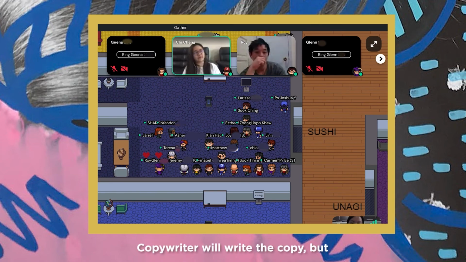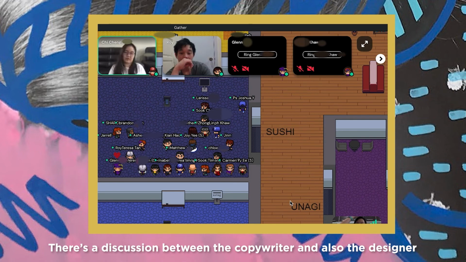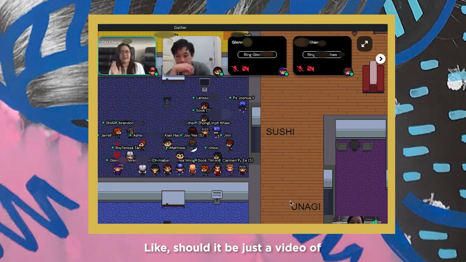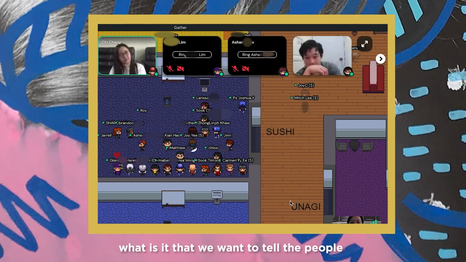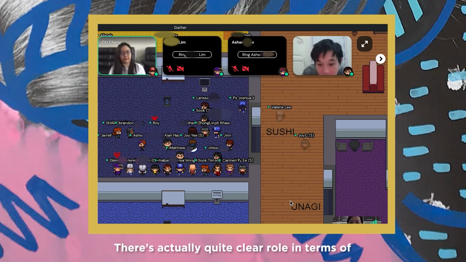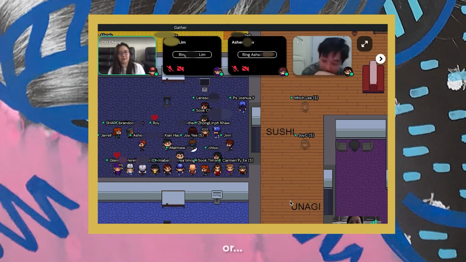A copywriter will write the copy, but remember just now when I shared, before even going into creating the visual, there's a discussion between the copywriter and also the designer to really discuss how to approach this visual. Like, should it just be a visual of, for example, a bottle showing the product? Should there be more? What is it that we want to tell the people? And there's actually quite clear role in terms of what the graphic designer does, what the copywriter does.